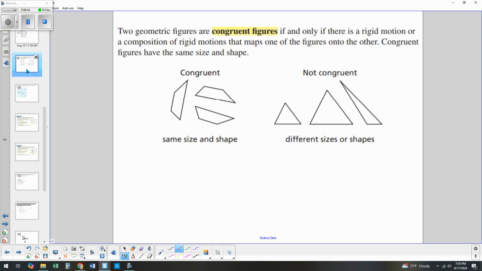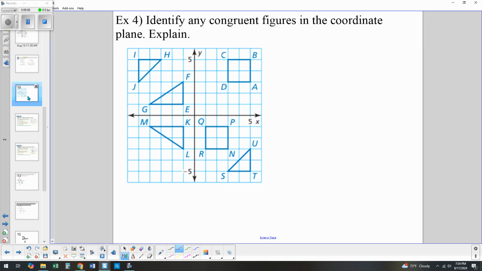We have talked about congruence before. We've talked about angles being congruent. We've talked about segments being congruent. Figures can be congruent if and only if there's a rigid motion or a composition of rigid motions, right? A composition of transformations that maps one picture onto the other. So if I cannot come up with a way that we transformed one to become the other, they would not be considered congruent to each other. So here we want to identify any congruent figures in the coordinate plane and explain why they're congruent. So basically explain the transformation that got us from one to the other.